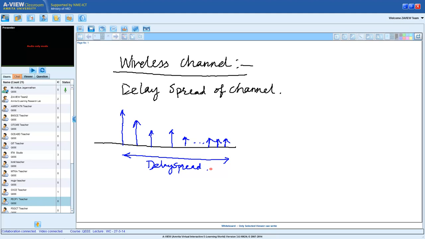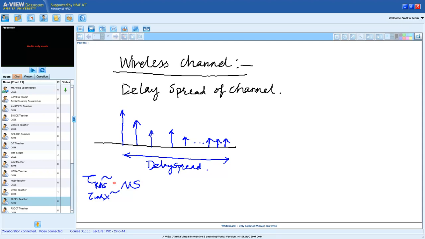This is what we said is the delay spread, and we also said that this delay spread in wireless channels is of the order of a couple of microseconds, right? Outdoor wireless channel delay spread, both tau RMS and tau maximum delay spread, are approximately of the order of microseconds, right? Typical delay spreads are of the order of microseconds.